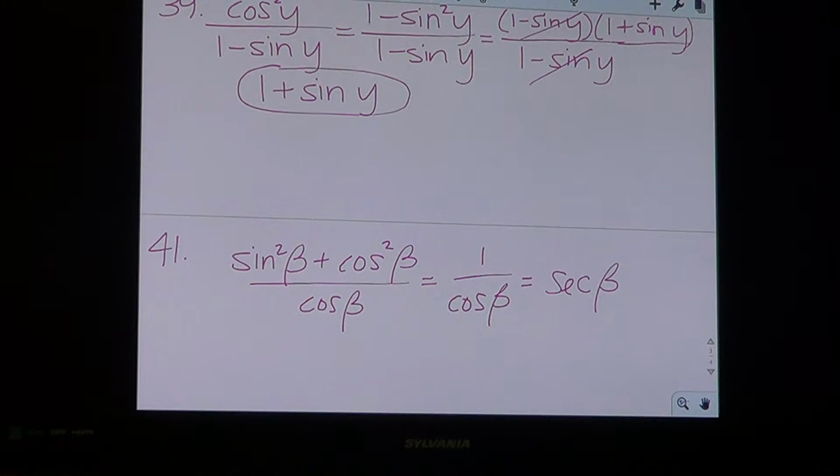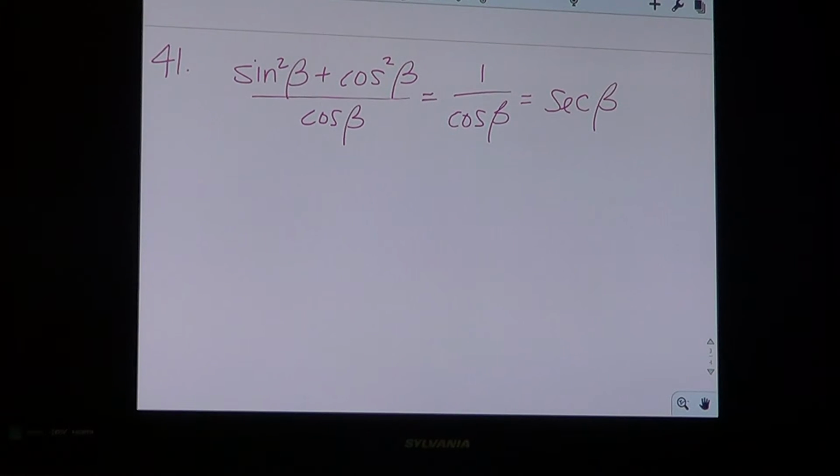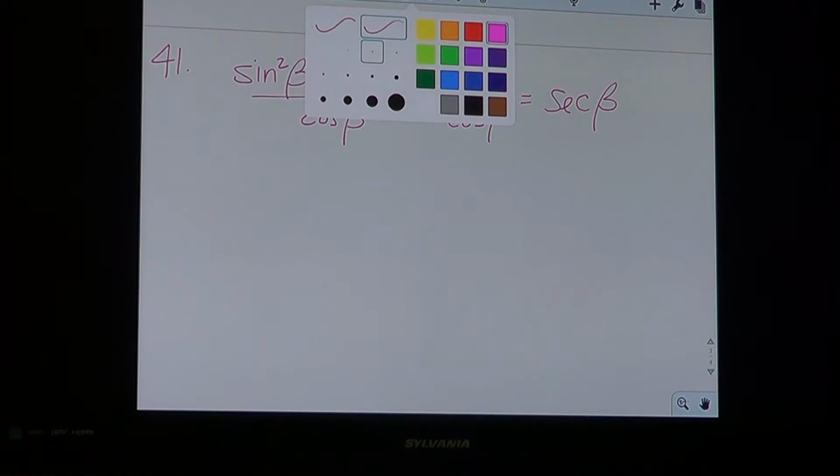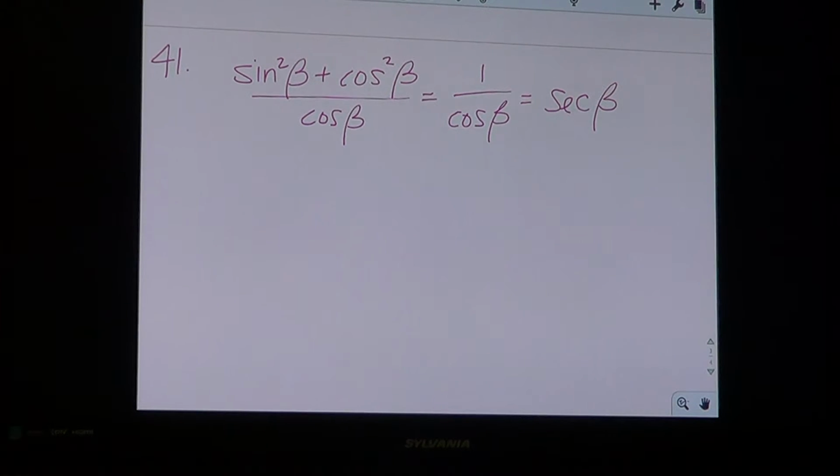Alright, then we are going to do 49 through 67 odd today, and I'll do again some of them on the board. Let's do 57.